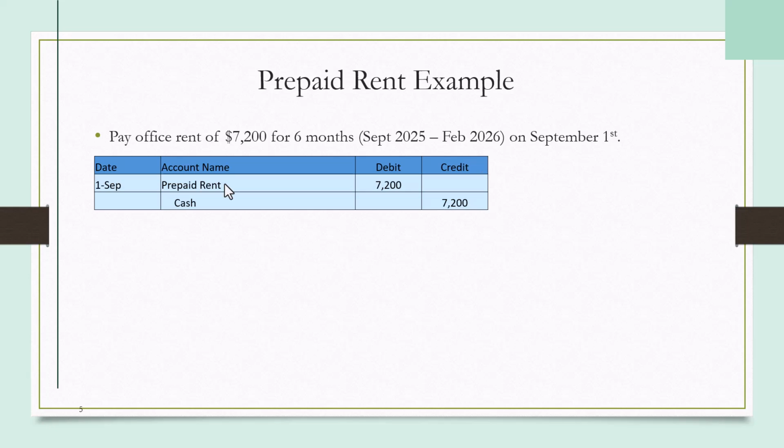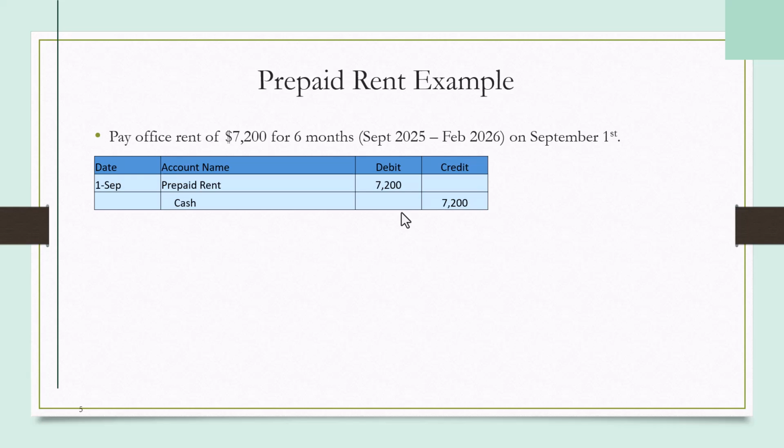Prepaid rent would be debited to add to the prepaid rent account, and cash would be credited to subtract from cash. These are both assets. And the rule of assets are you add to them with debits, subtract with credits. So the one you're adding to would be the debit. The one you're subtracting from, which would be cash, would be your credit.